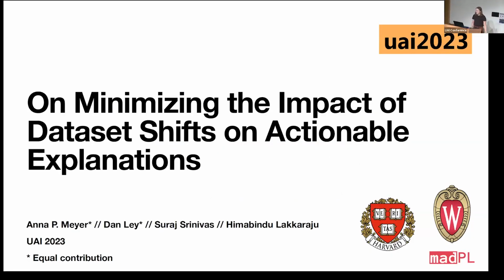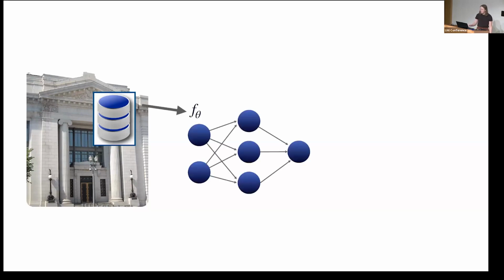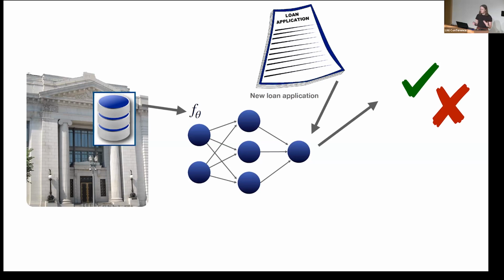Hi everyone, I'm Anna. I'll be talking about our paper. To get started, I'm going to ground us in a specific example. Let's say that there's a bank, and they have some data about who they gave loans to in the past and whether those loans were repaid. They're going to train a model and use it to make decisions about who to give a loan to in the future.